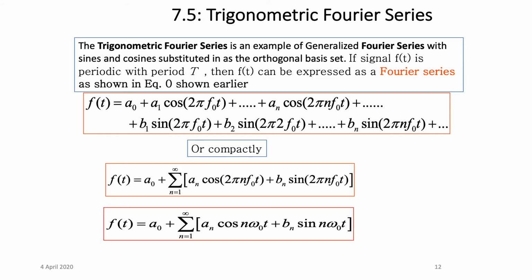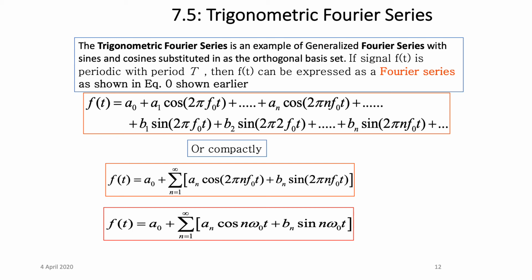What is trigonometric Fourier series? The trigonometric Fourier series is an example of generalized Fourier series with sines and cosines substituted in as the orthogonal basis set. If signal f(t) is periodic with period T, then f(t) can be expressed as a Fourier series as shown in equation 0 that we referred to earlier.